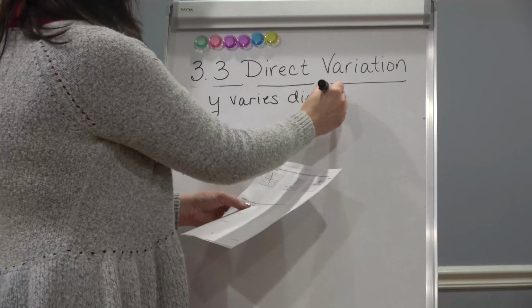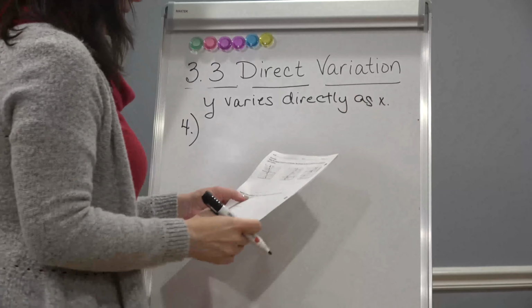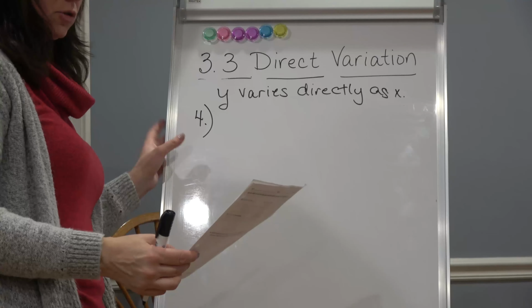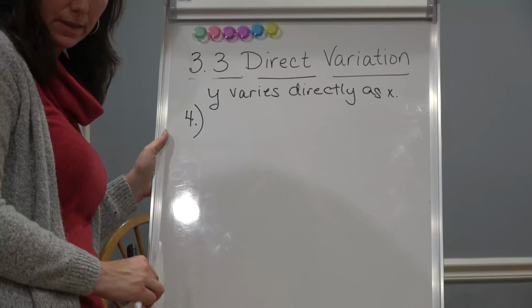Y varies directly as x. Okay. It says write a direct variation equation that relates x to y and then solve. Okay, so notice what they're giving me.